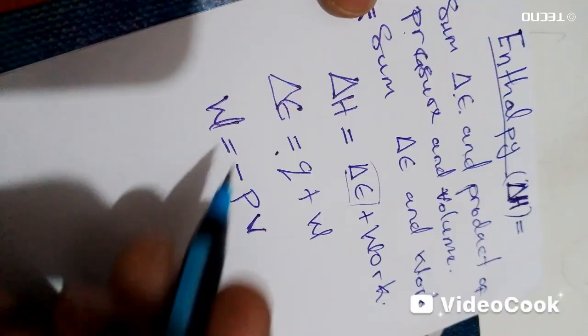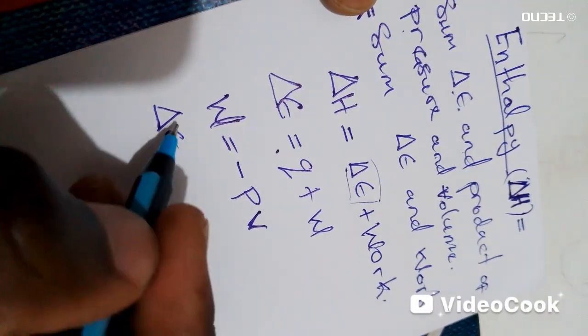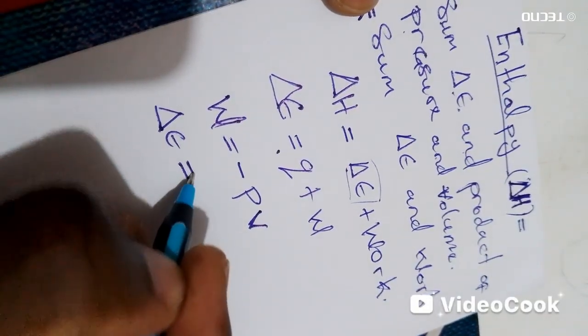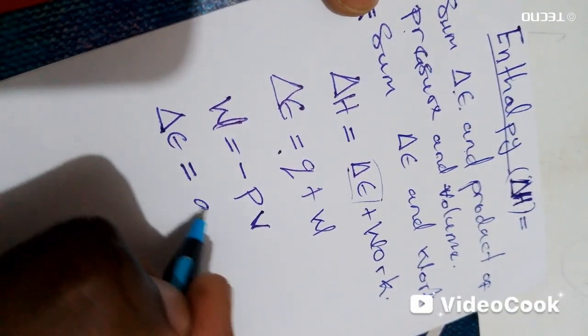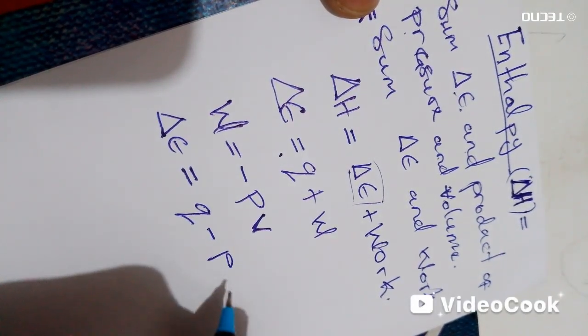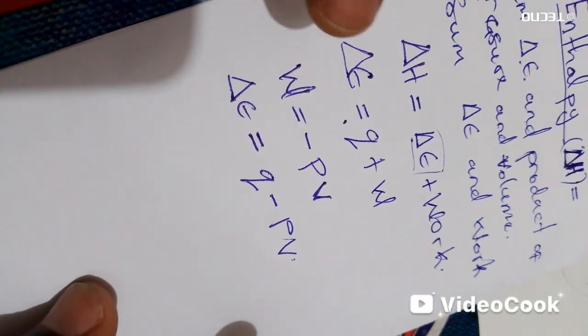So in this case, what is that called? That is not enthalpy. That is internal energy. Internal energy is equal to Q minus PV. We have this formula.